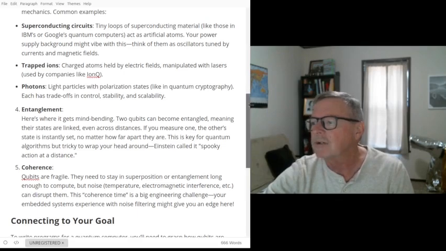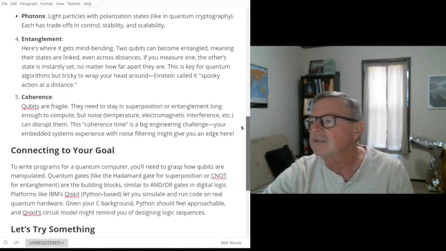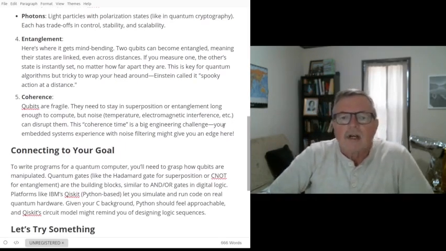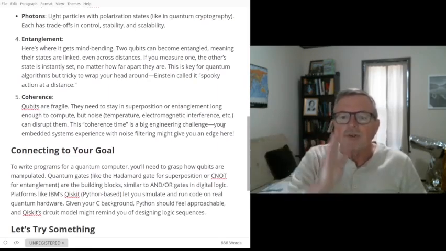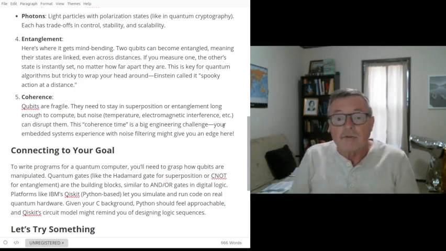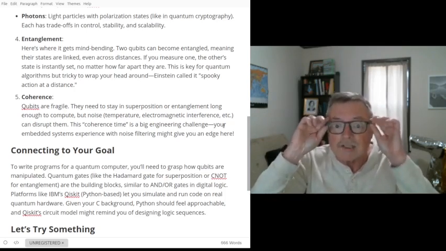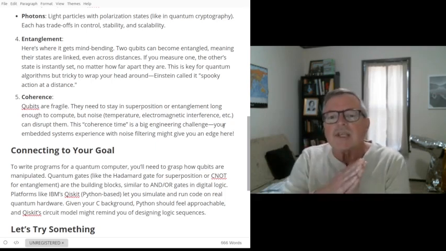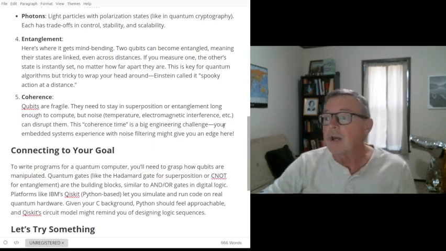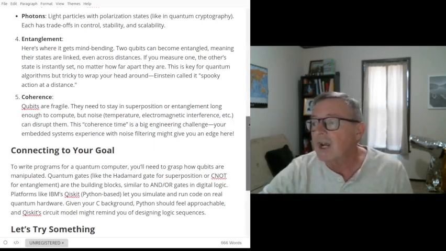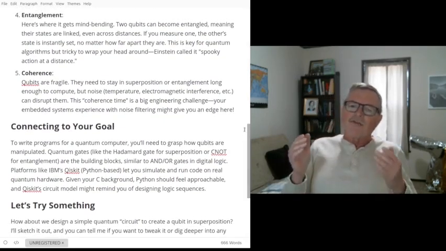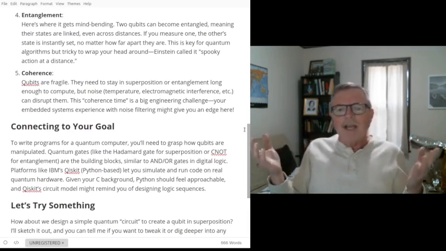Let me scroll up here and get some more stuff. Photons. Okay, have you heard about light polarization? Light can either be in this direction or this direction; you have polarizing lenses for sunglasses that help you filter out the light. But anyway, those polarization states can be the different 1 and 0 probabilities that we come up with.